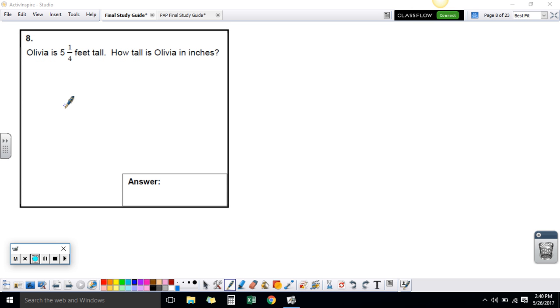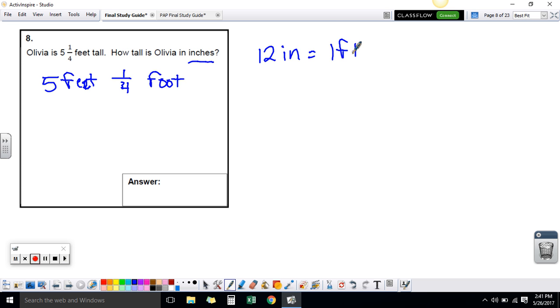Number 8, Olivia is 5 1/4 feet tall. How tall is Olivia in inches? Okay, so we've got 5 feet and we've got 1/4 of a foot. We all know that 12 inches equals 1 foot. So we know that in 5 feet we've got 60 inches. Okay, a lot of you guys found that out, no problem this week.